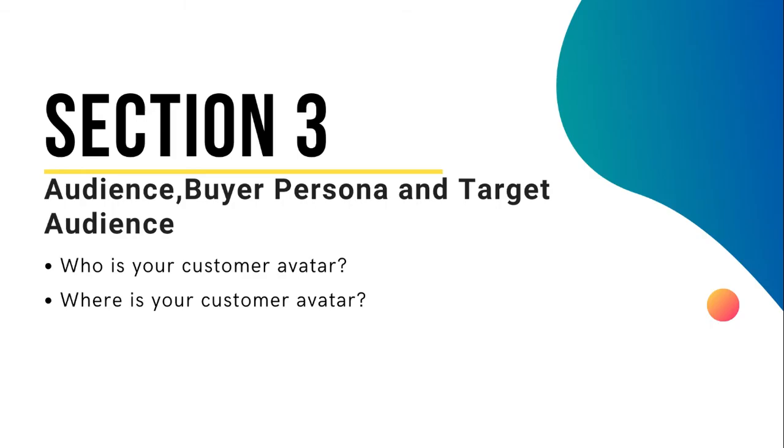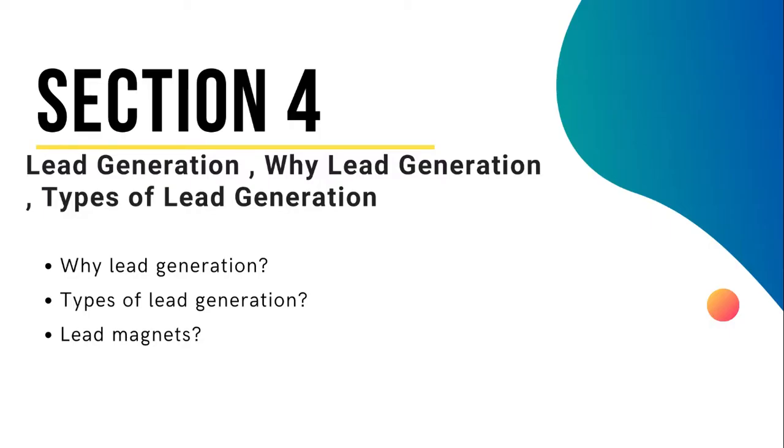Section 3 is on audience, buyer persona and target audience. Who is your customer avatar? Where is your customer avatar? These are lessons 1 and 2. Section 4 is on lead generation. Why should you have lead generation? Lesson 1 covers why lead generation matters. The second lesson is different types of leads and lead generation.